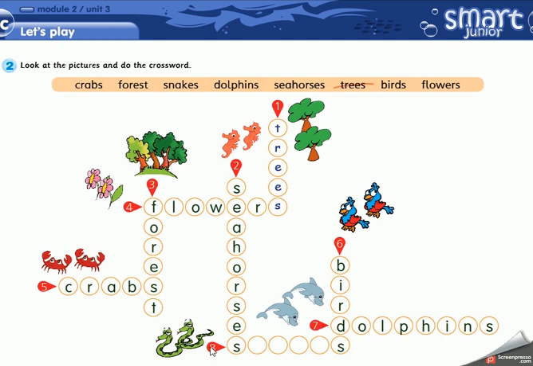Now, the last picture we have, number eight, which is a picture of snakes. Good. We have snakes. Oh, scary. Now, so the word will start with letter S. Okay. So let's search for the word snakes. Crabs, forests, snakes. Here we have the word snakes. So it starts with S and then we have N, A, K, E, and S. Good job. Thank you very much.